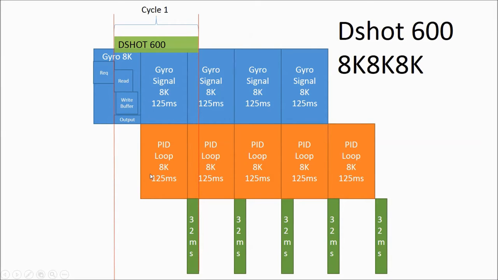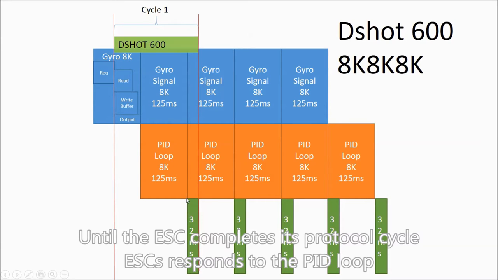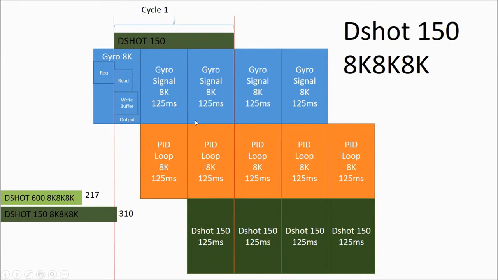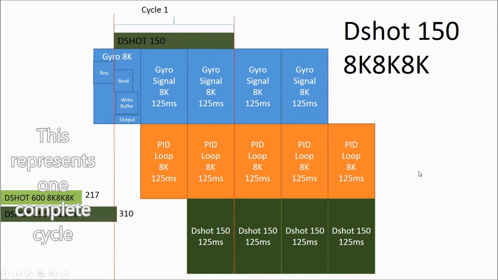PID loop takes 125 microseconds to complete. And then, this is why the different protocols matter, it puts it out to the ESC. Now the ESC can't respond until it's completed the entire loop of data acquisition. So DSHOT 600 running at 32K is only going to be 32 microseconds long for that loop. So you add that 32 microseconds to the end of the PID loop for a total of 217 microseconds for DSHOT 600, and all of these are sized relative to each other, and everything's sized for time here.